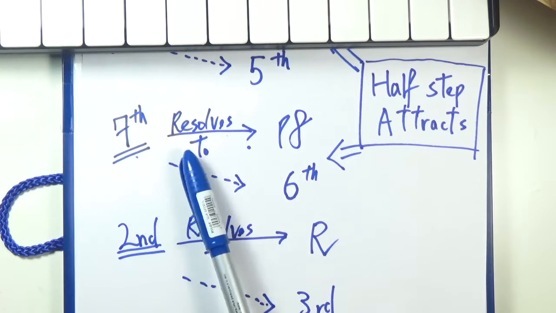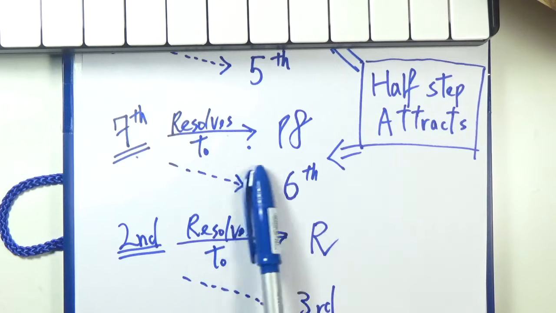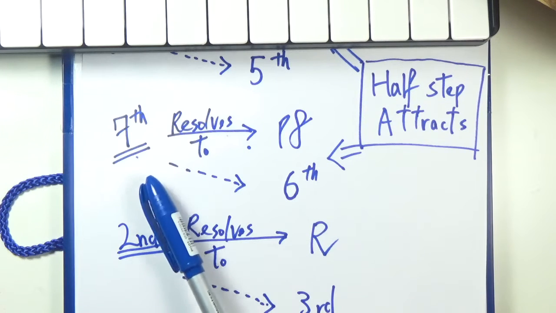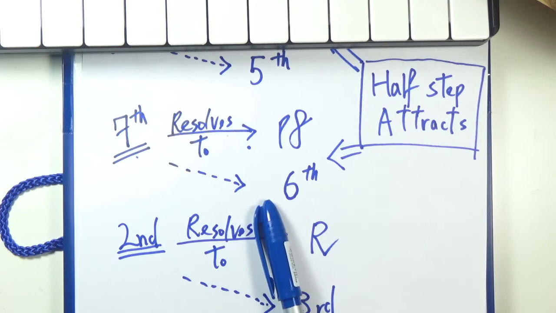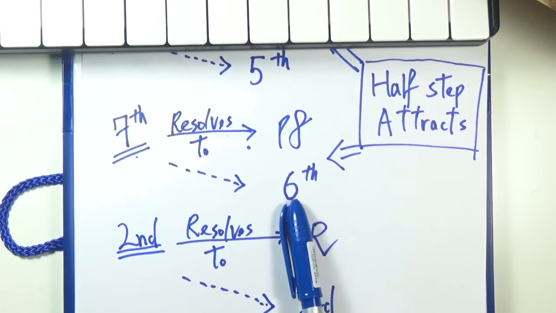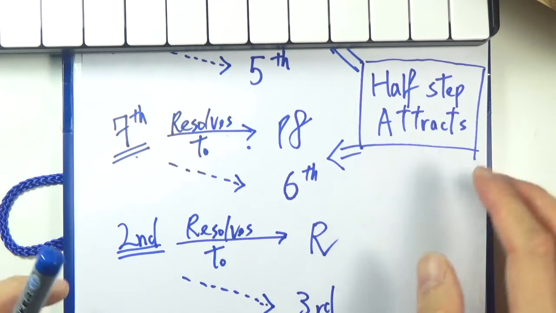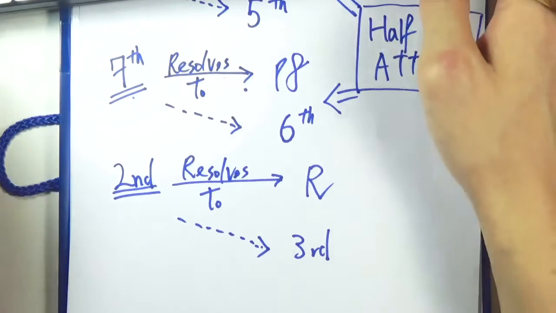All right, so the 7th resolves up to the perfect 8th. That's a very strong resolution. And you can also resolve down to the major 6th, which is less strong, a weaker resolution. Okay, the major 2nd.